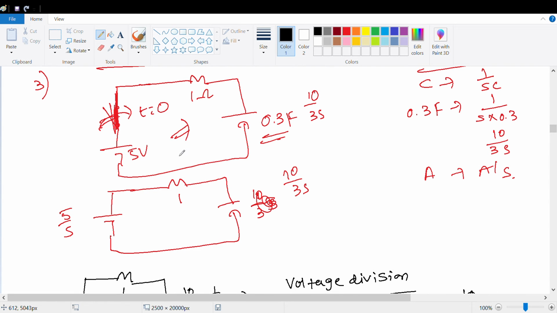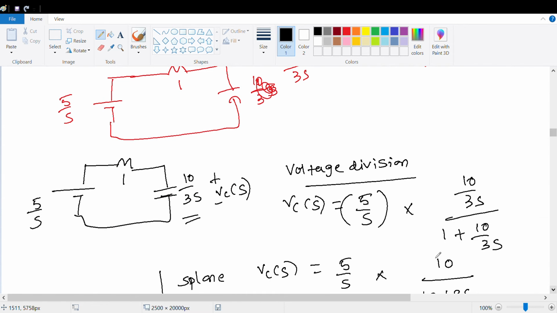There is a resistor, a capacitor, a source, and a switch. After t equal to 0, the switch will be closed and the capacitor is uncharged. So we know how to convert t domain to s domain. For a capacitor it is 1 by sc, so for 0.3 farads it's 1 by s times 0.3, which is 10 by 3s, and the source is 5 by s.